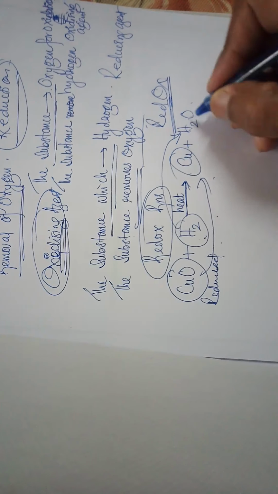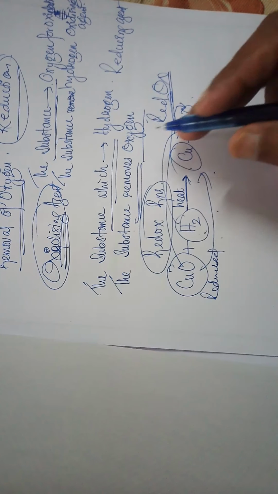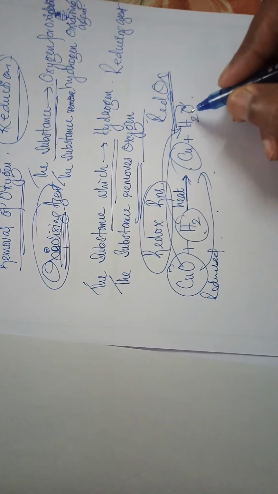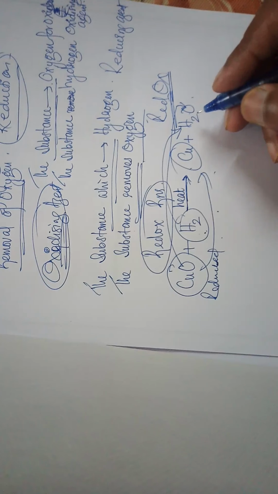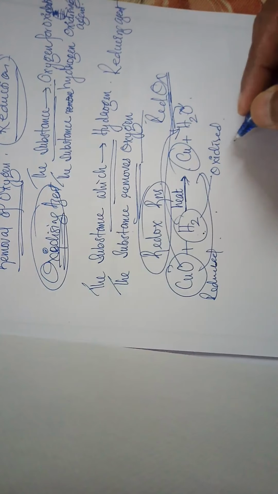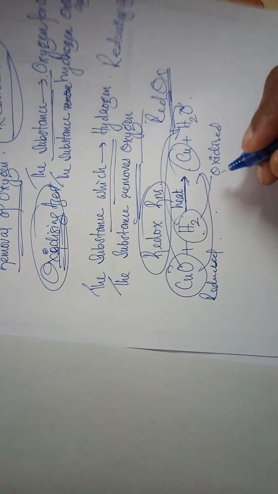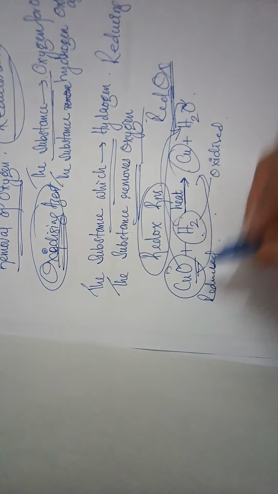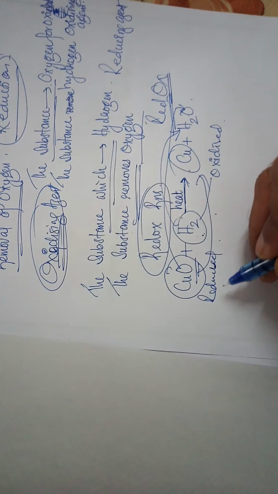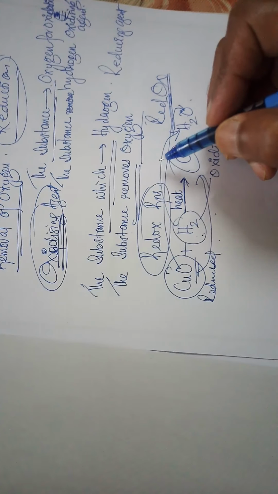Oxygen is being added to hydrogen. Now, by definition noted earlier, addition of oxygen to a substance is called oxidation. So we can say that hydrogen is being oxidized to water, and at the same time copper oxide is being reduced to copper. This shows that oxidation and reduction occur together. The oxidation-reduction reaction between copper oxide and hydrogen is an example of a redox reaction.